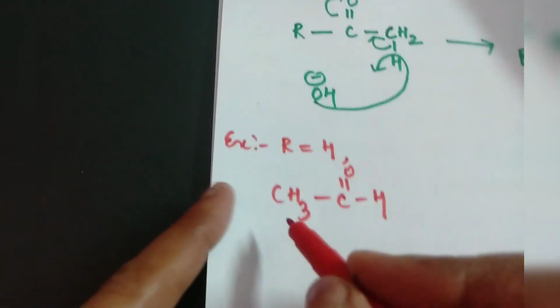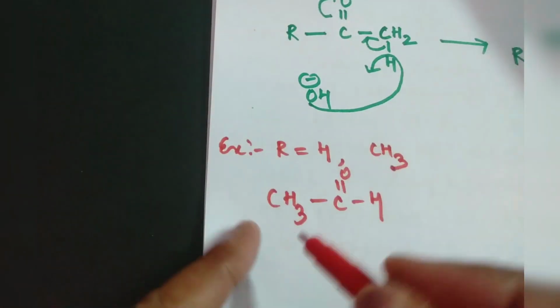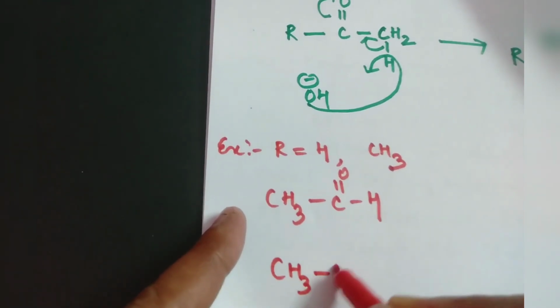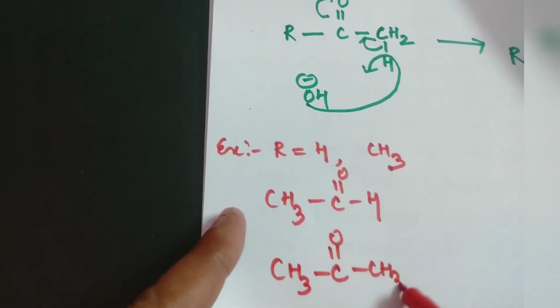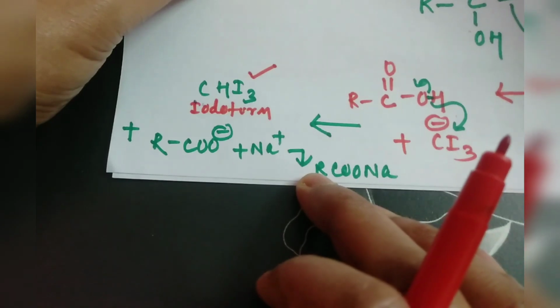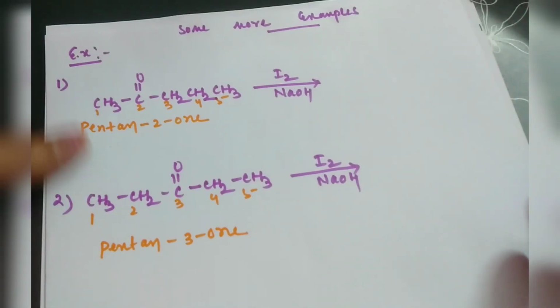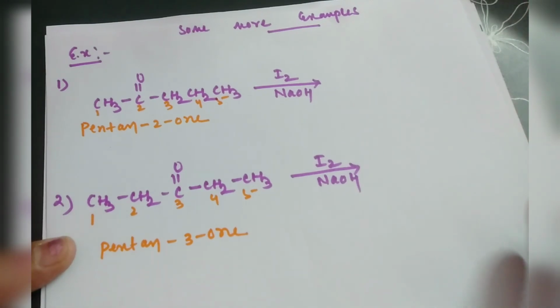And if instead of H we take CH3, then the reactant is CH3, C double bond O, CH3. That is acetone. If it is acetone, then instead of R we put CH3, so it becomes CH3COONa, that is sodium acetate. That example we have also already discussed. Now this is all about the mechanism of the iodoform reaction. Now let us discuss some examples related to the iodoform reaction.